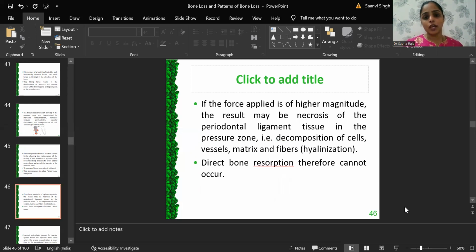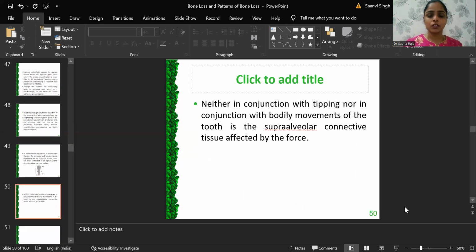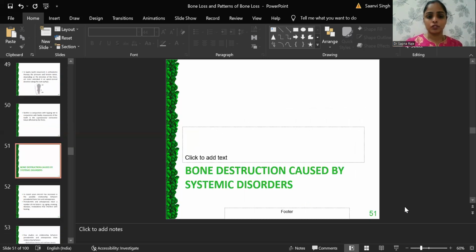If the force is of higher magnitude, the result may be necrosis of the periodontal ligament tissue in the pressure zone, that is, decomposition of these cells, vessels, matrix, and fibers. So this is how indirect bone resorption is initiated in orthodontic type of inflammation or bone formation.